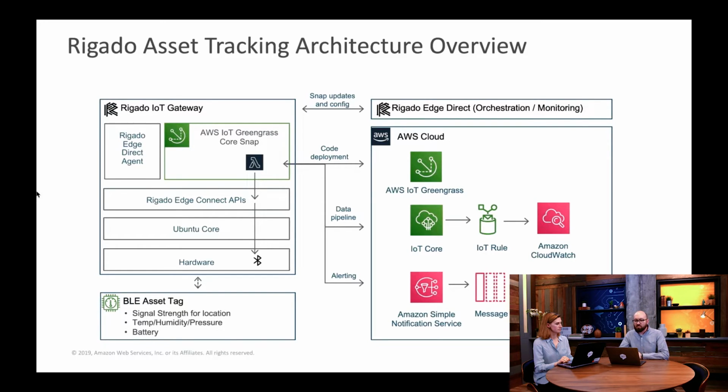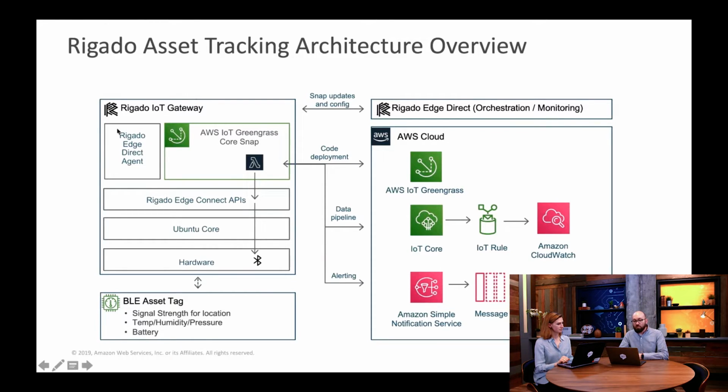So what that enables us to do is drop in the AWS IoT Greengrass core snap that's running Lambda functions. And the advantage of how we've architected this IoT gateway is that we've basically put an API layer between Greengrass and the underlying system. This lets Lambda simply call a REST API to do things like scan for Bluetooth beacons or even do command and control over Bluetooth devices. And so that's what the Rigado Edge Connect APIs offer.